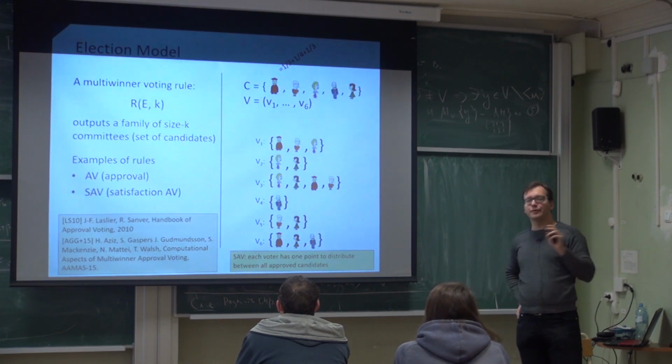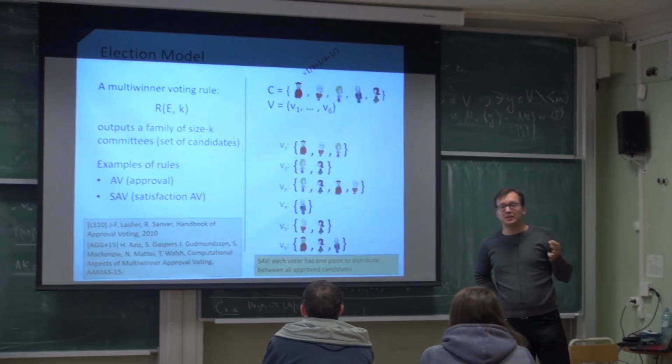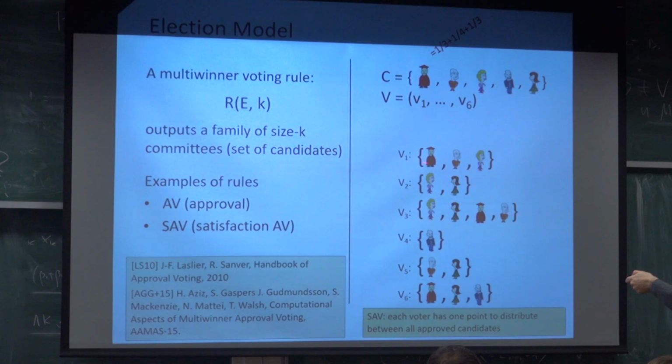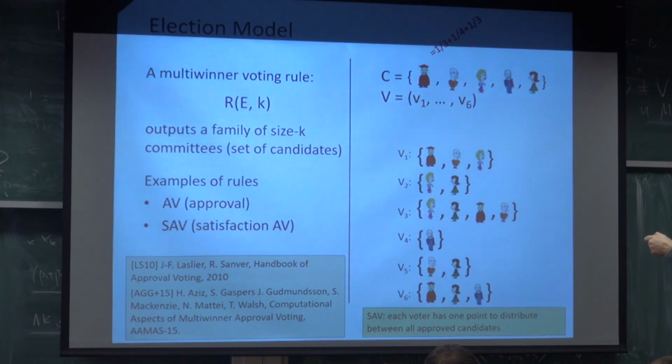In satisfaction approval voting, you could say, okay, this is a bit unfair. I have 1 point. I can split it over 3 guys if I choose to. So this red guy gets 1/3 from the first voter, 1/4 from the third voter, and 1/3 again from the last voter. The orange guy gets, again, 1/3, 1/4, and here 1/2, and so on and so on. If you sum up these scores, it turns out that blue and green are the winners here.